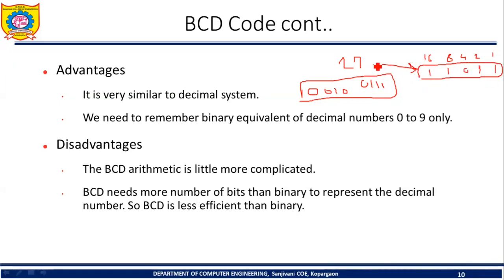See, in order to represent 27 in binary form, how many bits do we require? We require only 5 bits. So that's why we can say that BCD requires more bits. Here 8 bits are required, and here only 5 bits are required.